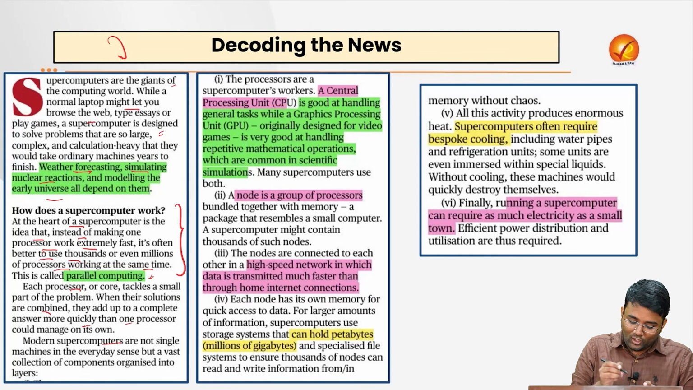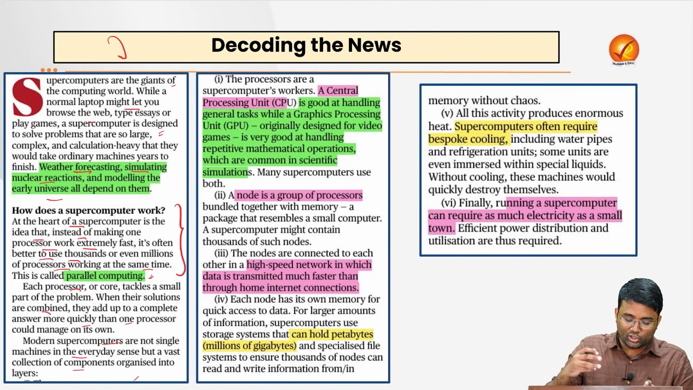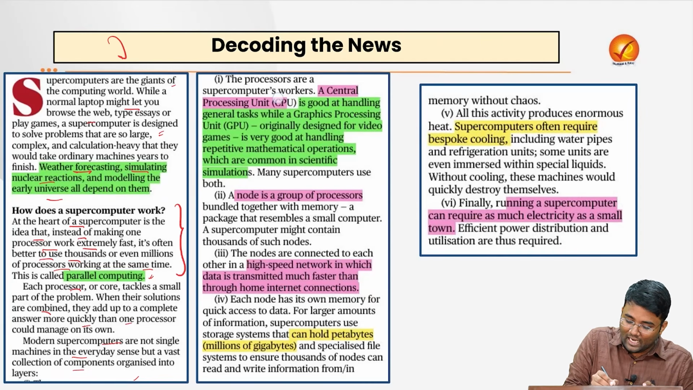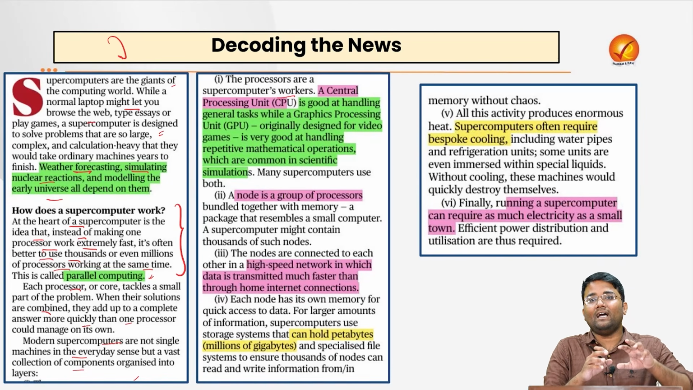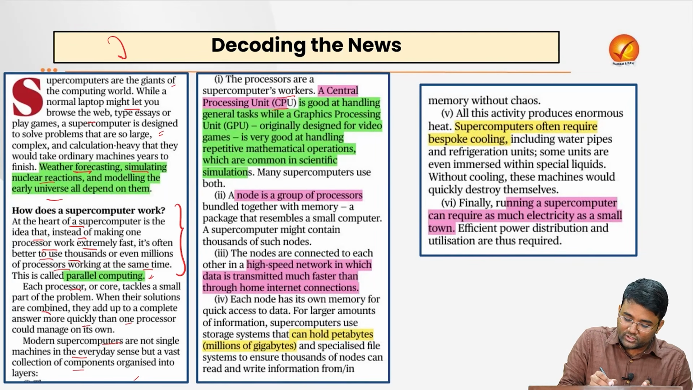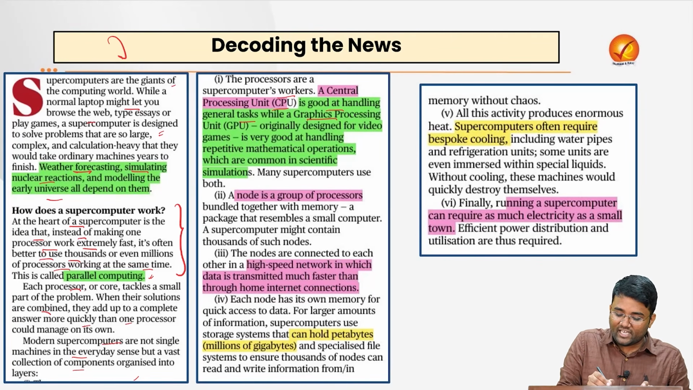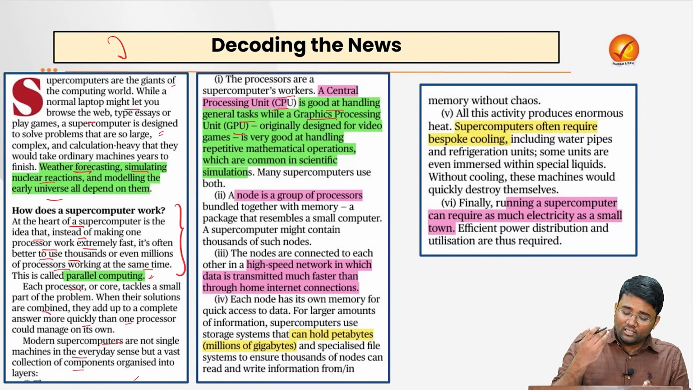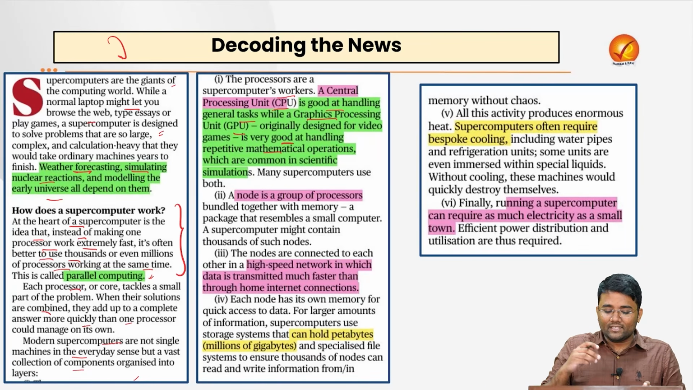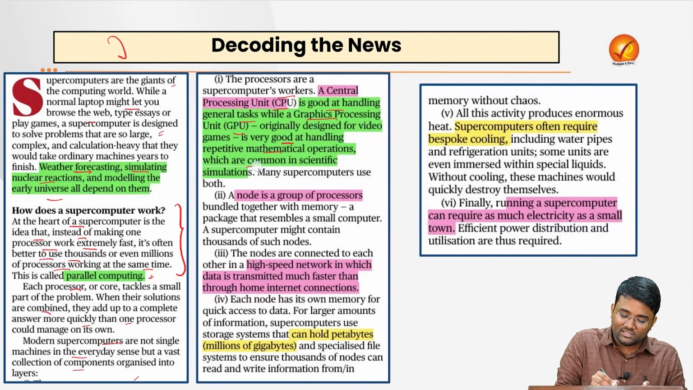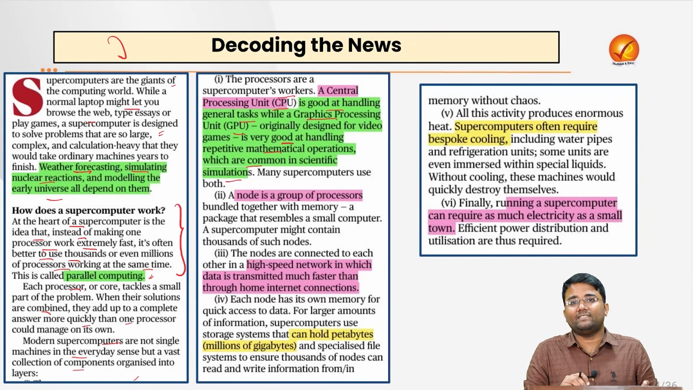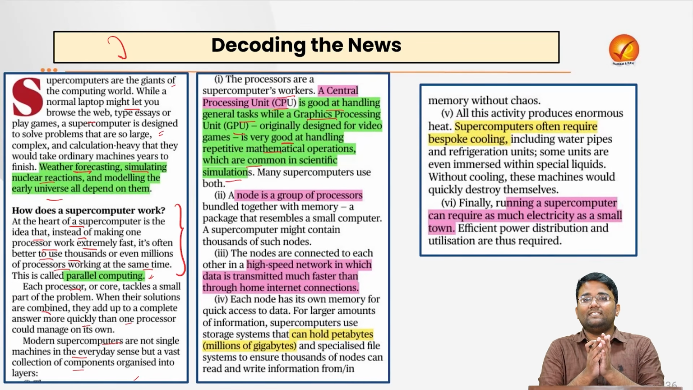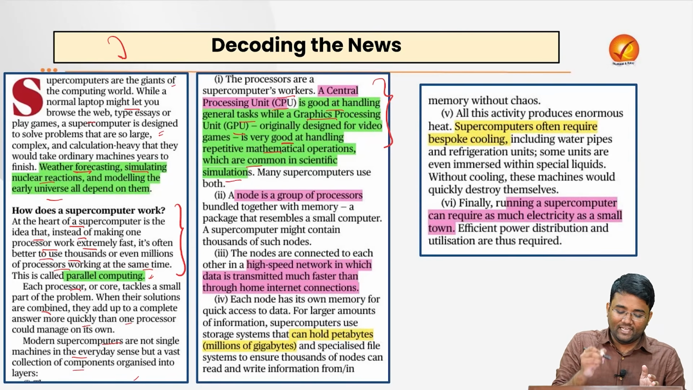Also, modern supercomputers are not single machines in the everyday sense, but a vast collection of components organized into layers. First, processors are the supercomputer's workers. They are the actual performers. A central processing unit is good at handling general tasks, while a graphics processing unit, which was originally used in the gaming industry or video games, is very good at handling the repetitive mathematical operations common in scientific simulations. For example, if weather data is being compiled and the average of that data is being used, the CPU and GPU can help in that.